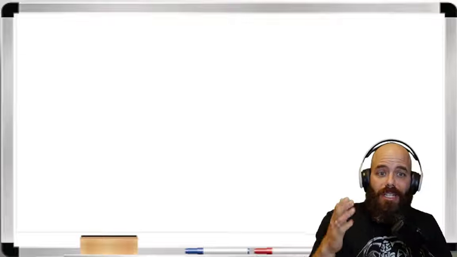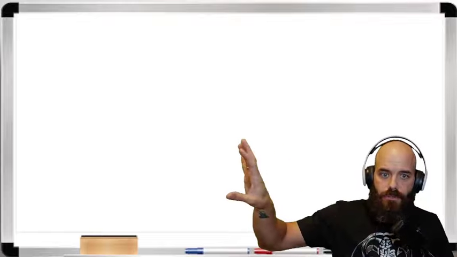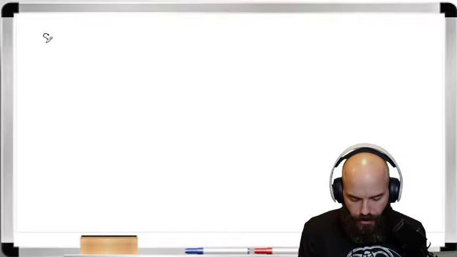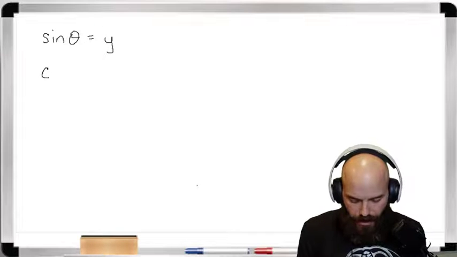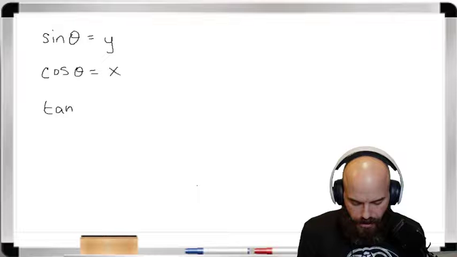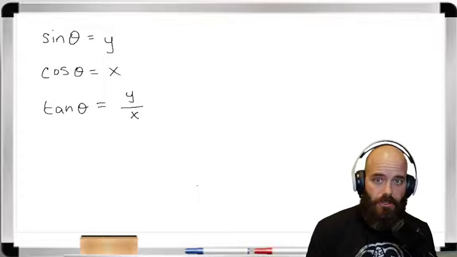All right, so for the next 3 trig functions, I took the unit circle off the screen because I need a little bit more space. And so remember, we know our sine value is the y value. We know our cosine value is the x value. And we know our tangent is the y over the x, or in other words, sine over cosine.